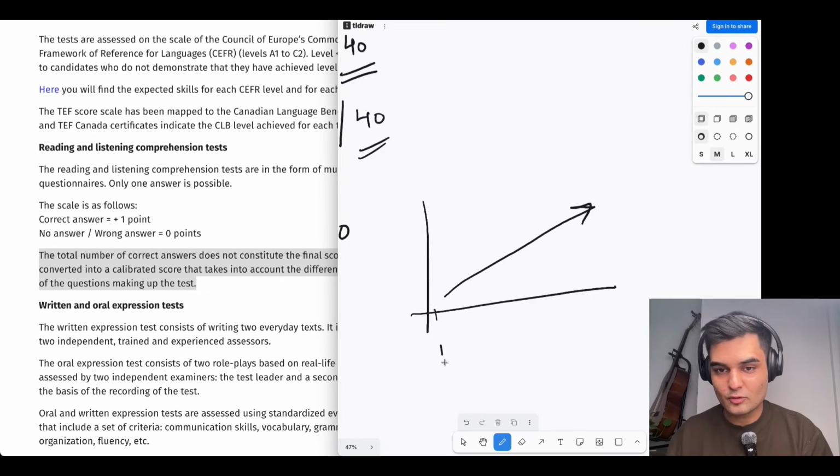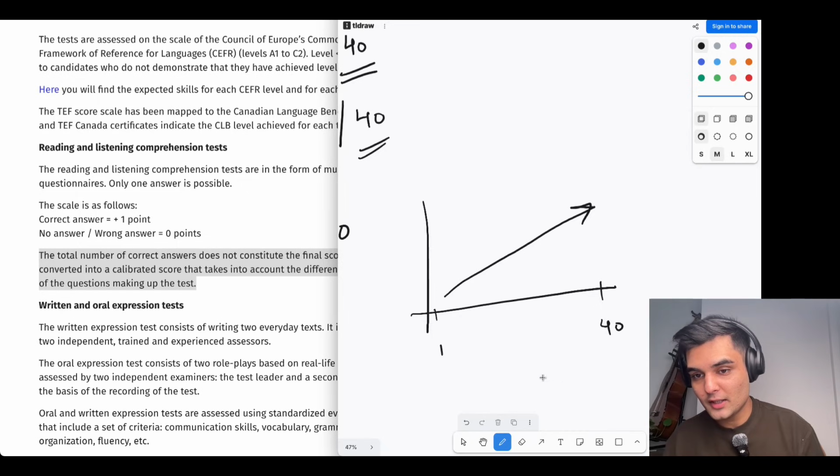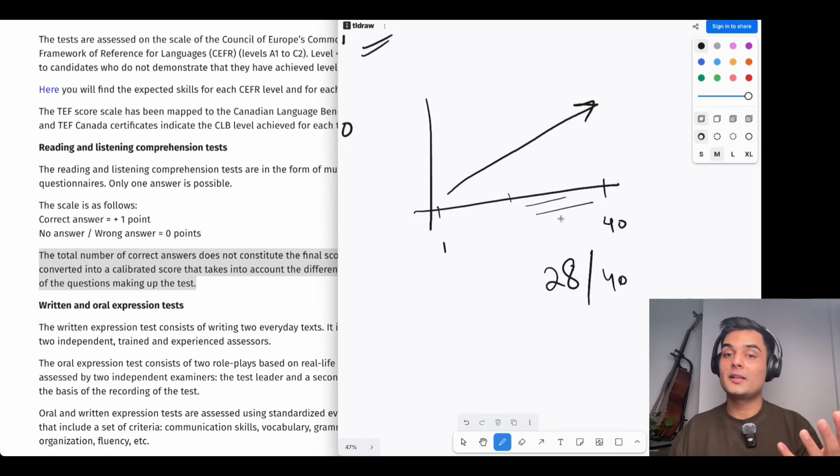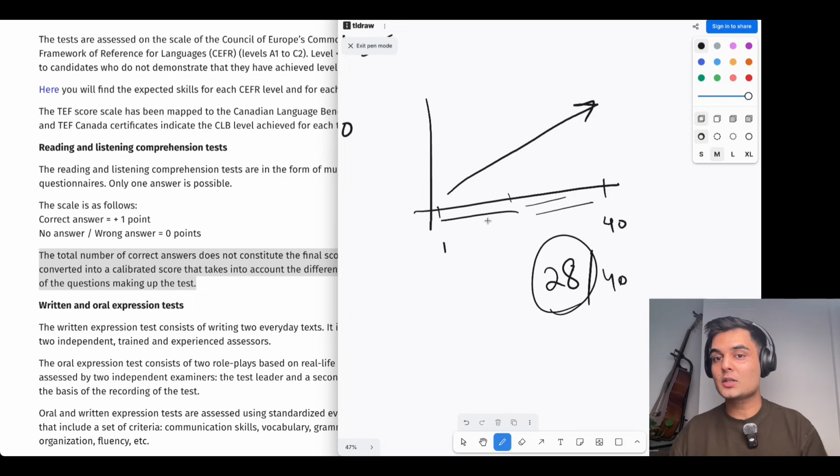Why? Because the score that you get will increase with the difficulty of questions. Okay, let's say this is question number 1, this is question number 40. Let's say out of 40 you got 28 correct. Okay, but the majority of them were correct from the last 20. Then you will get a higher score than the person who got the same score, but had most correct in the first half of the test. Alright, so this is also very important to understand.